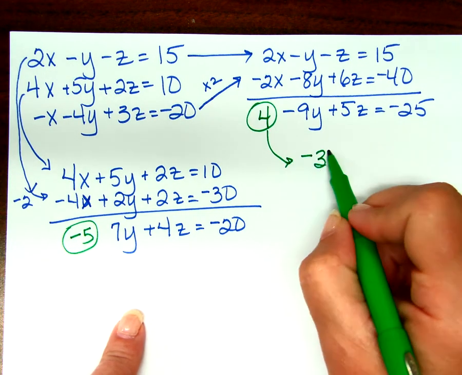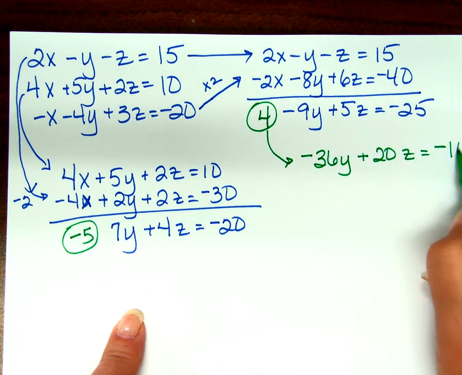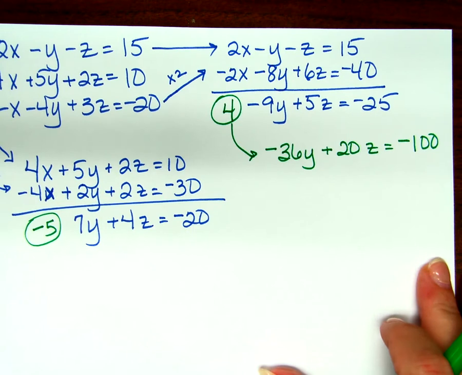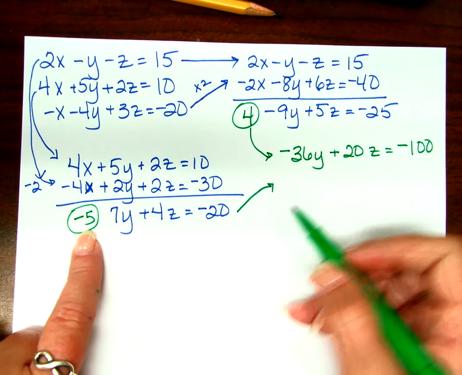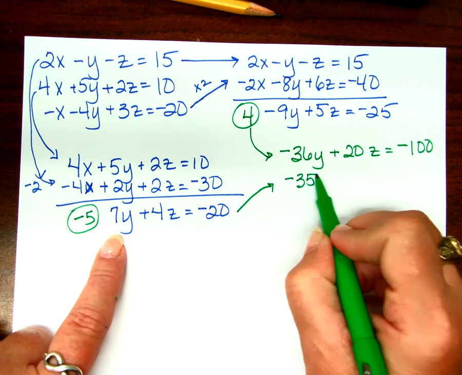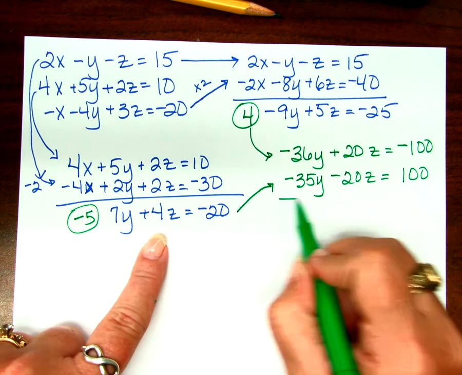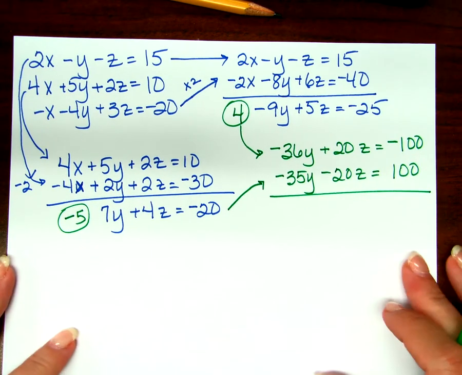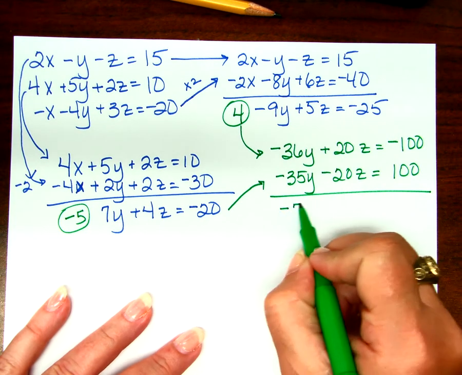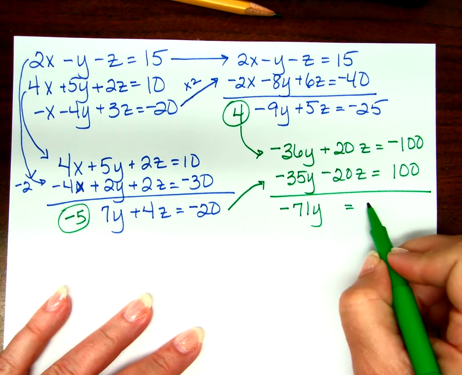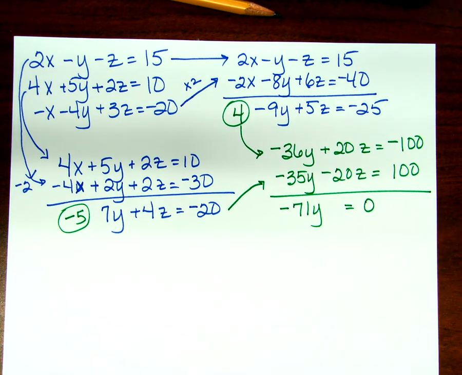So negative 36y plus 20z equals negative 100. Whoops. Sorry. I'm going to write this one right here. Negative 35y minus 20z equals 100. Combine them. So negative 71y equals 0. What do you think the most popular reaction is at this point?